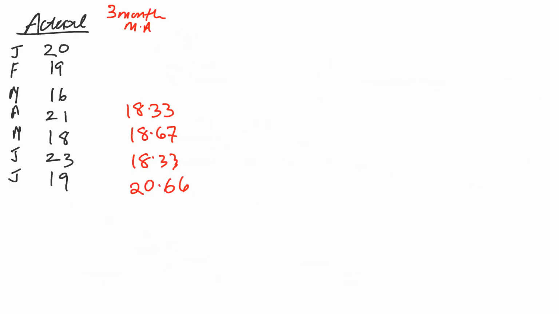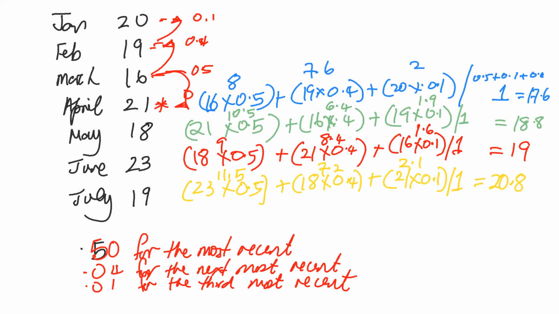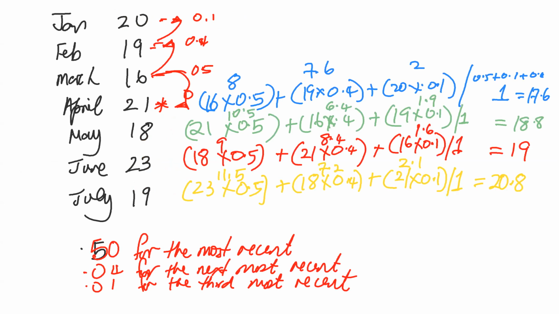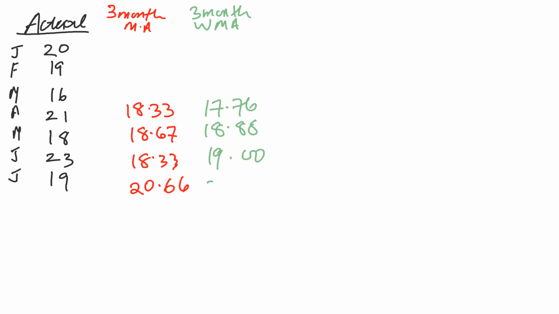17.76. And this is your 3-month weighted moving average, 17.76 and 18.88. 19, and the last one was 20.88, right? Good. So our 3-month moving average, 3-month weighted moving average, and then we have our exponential smoothing.